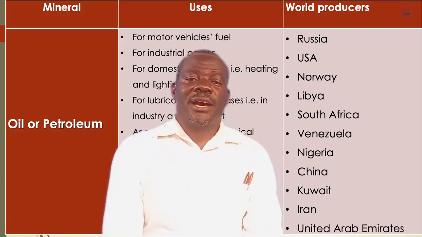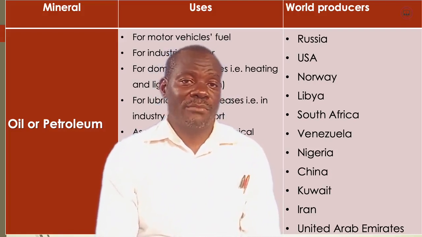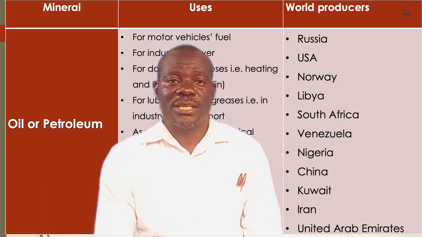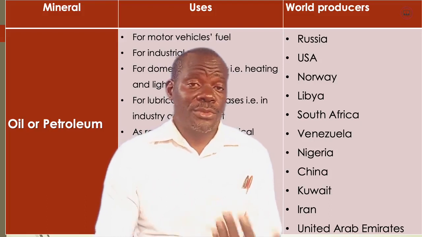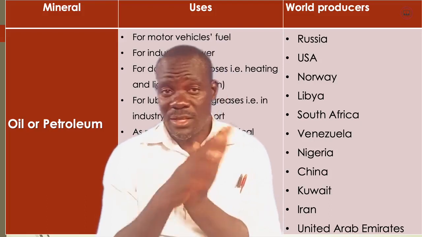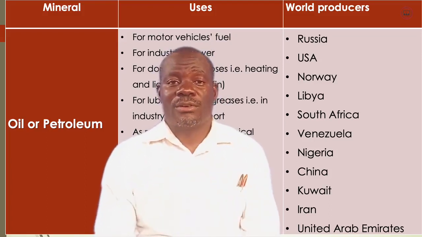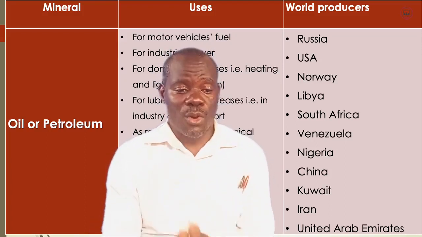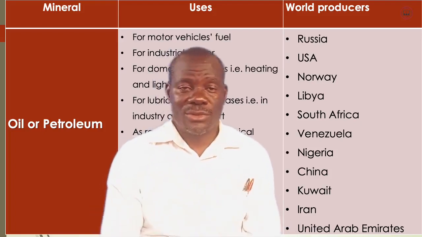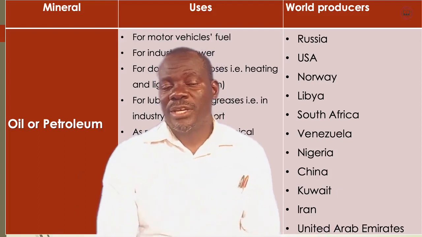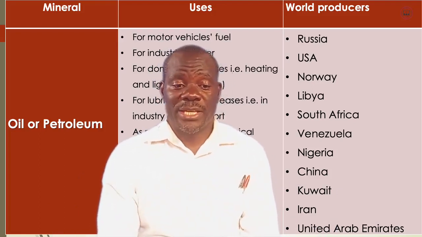So you can see oil is another thing that is very, very important. A mineral that is very important in cars. In cars, they use fuel. When we travel, we use fuel. So as a result, we use that mineral, which is oil. So it is very, very important worldwide. As lubricants, for domestic purposes, for lighting, we use paraffin, sometimes for heating, all those things. So we can see that oil is also very important.